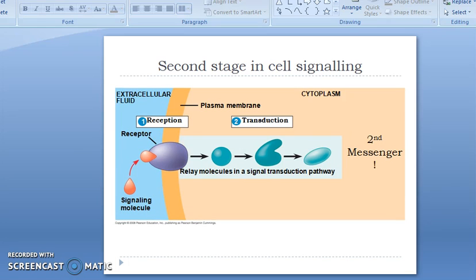Second stage in cell signaling: once the fitting is over, the carrier molecule, that is the receptor, tries to leave the molecule within the cell. So it will relay the molecules in the signal transduction pathway, and that is known as the second stage. And in the transduction phase, the second messengers also play a major role.